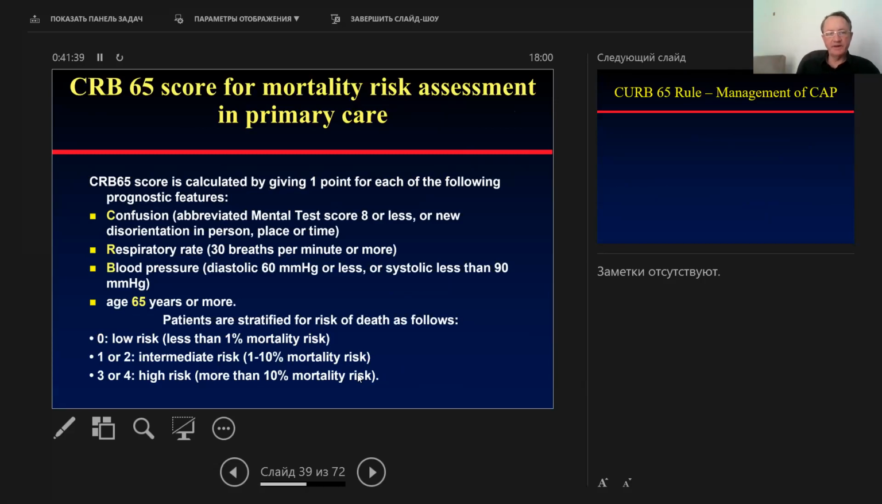But the very simple scale, it's for the first patient visit in primary care, so-called CRB-65. What does this abbreviation CRB-65 mean? First, confusion. You can use the abbreviated mental test score. If a patient has a score of 8 or less, that means the patient has a confusion. If a patient has a confusion, we put 1 point. For example, the patient can be disoriented in person, place, or time.